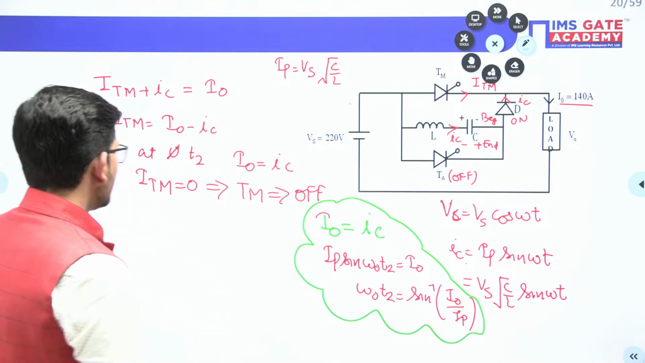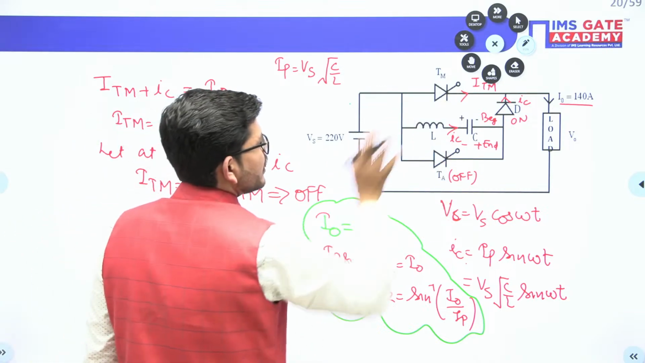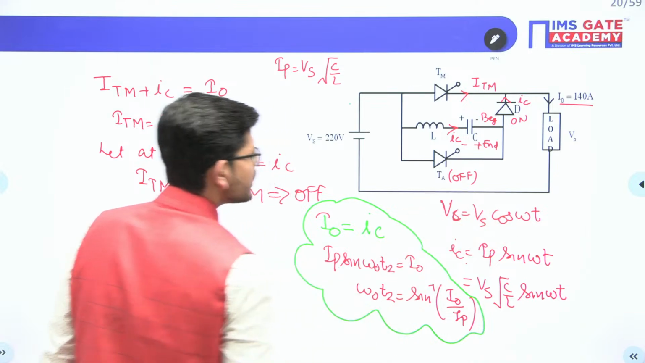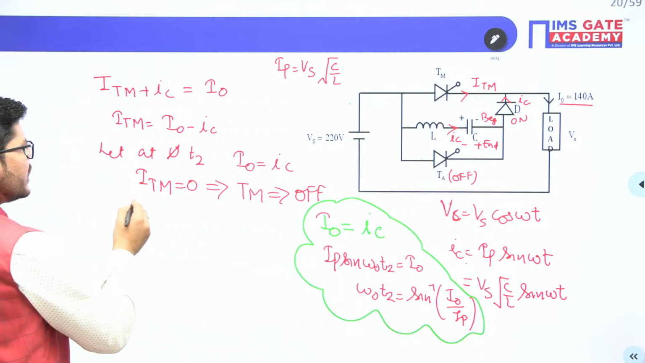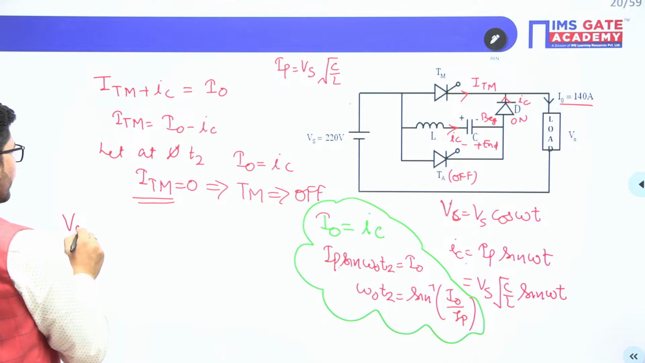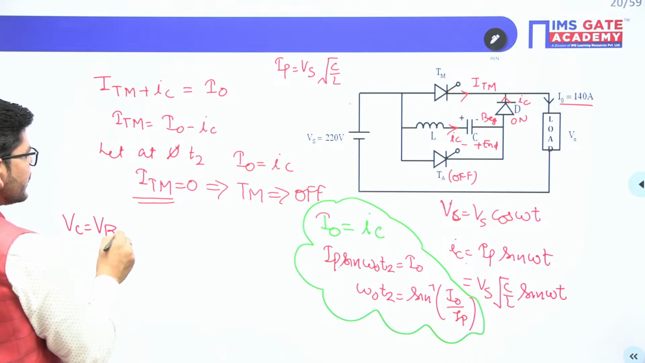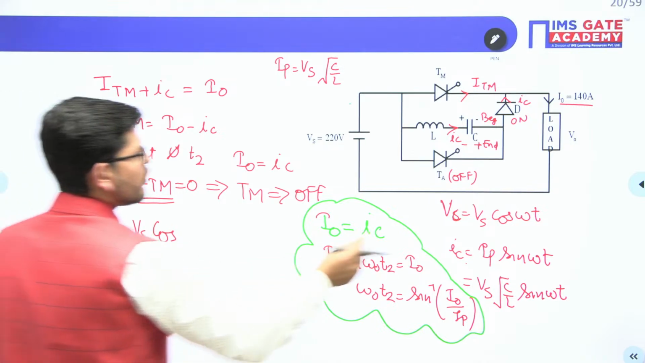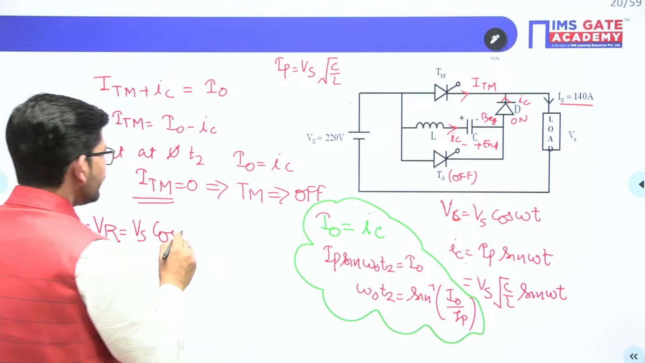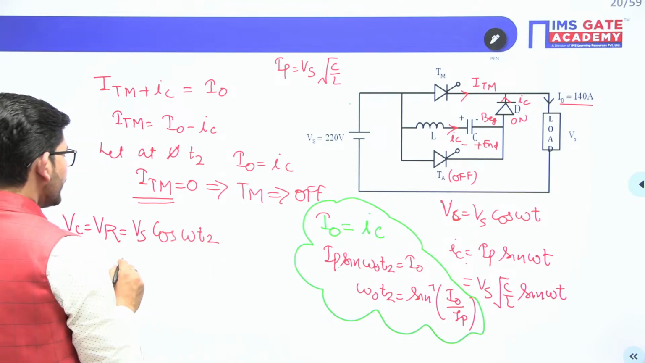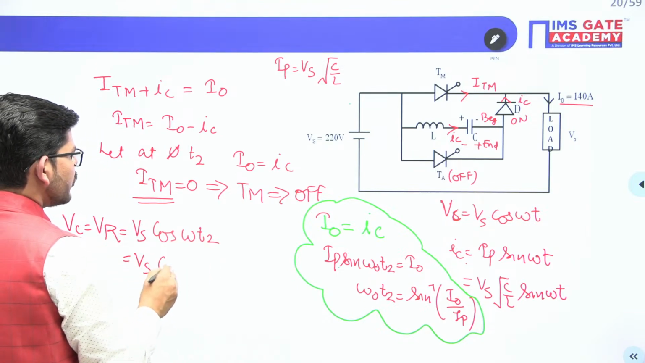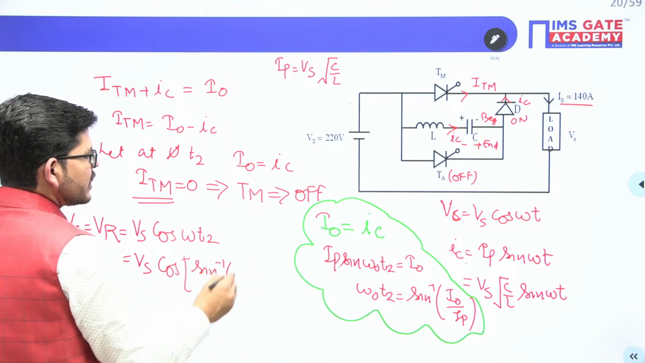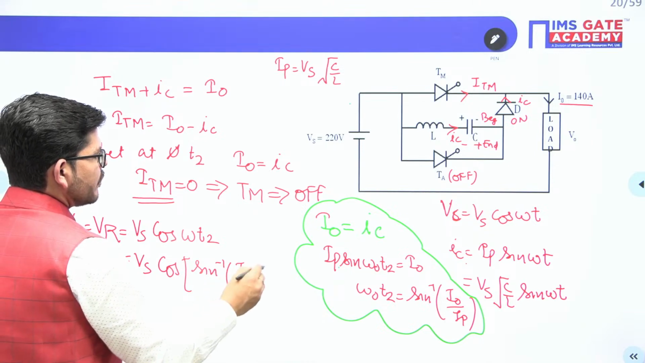Is that clear? Now the capacitor is applying a reverse voltage during that moment. The capacitor voltage is given by Vc equals Vs cos omega naught T. So whatever the capacitor voltage is, that is acting as a reverse voltage, and that voltage will be at the instant omega T2. So from here, instead of omega T, we will put omega T2. So ultimately what will happen? You will put here, what is omega T2, guys? It is sine inverse I naught over IP.